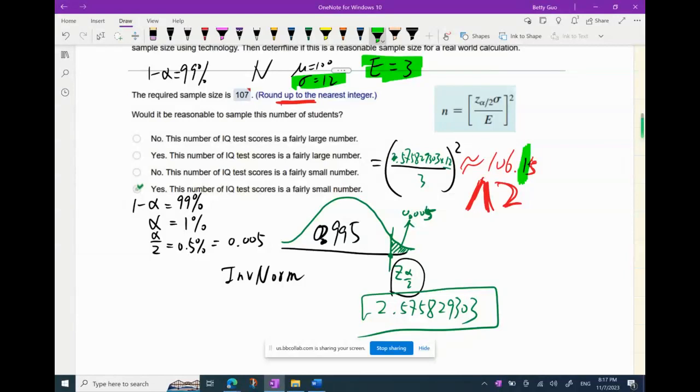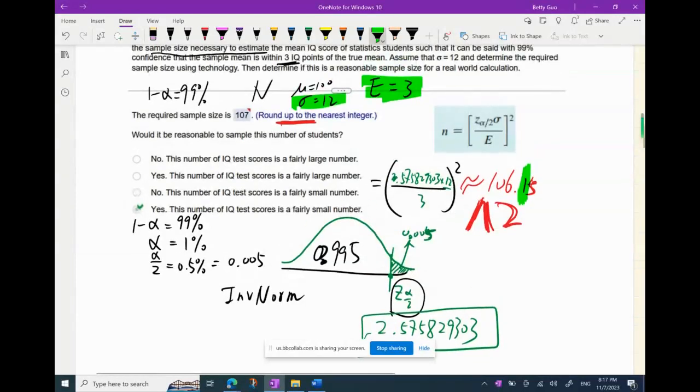If we follow the normal rounding rule, we should have 106, right? But no, if we keep 106, we would not have enough. If we use the sample size 106, we would be a little bit short. We don't want to be short, right? We want to have sufficient. So always round it up to the nearest whole number. So 107. Okay. The required sample size is 107.